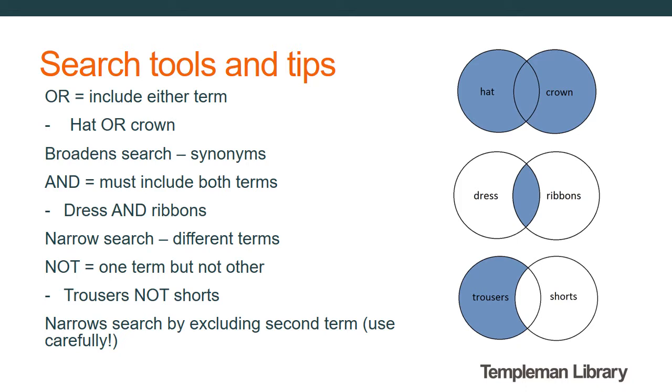And then the last one, NOT, is there for narrowing down your search in terms of different terms that you might want to exclude. So for example, if I was doing a search for trousers, I might bring back other sorts of items of clothing that you wear on your legs, and I might not be interested in shorts. So what I could do is put in trousers NOT shorts, and that will just cut that aspect of the search results out and make it a little bit more relevant.